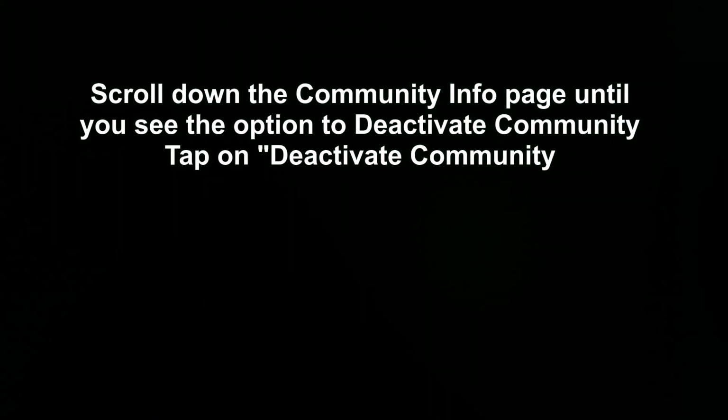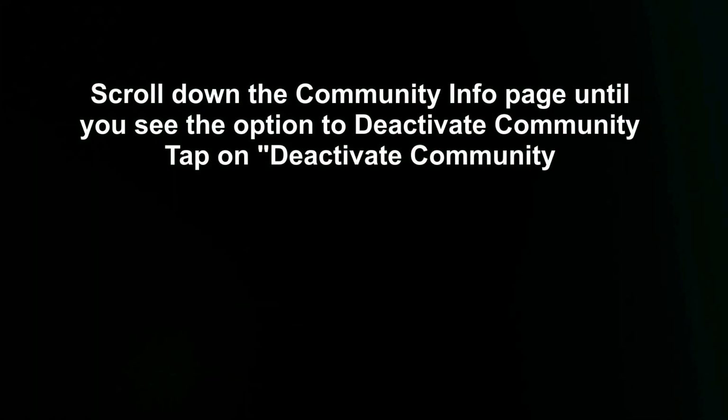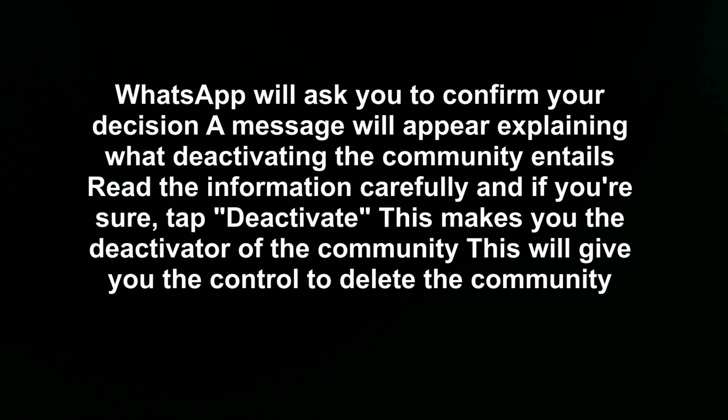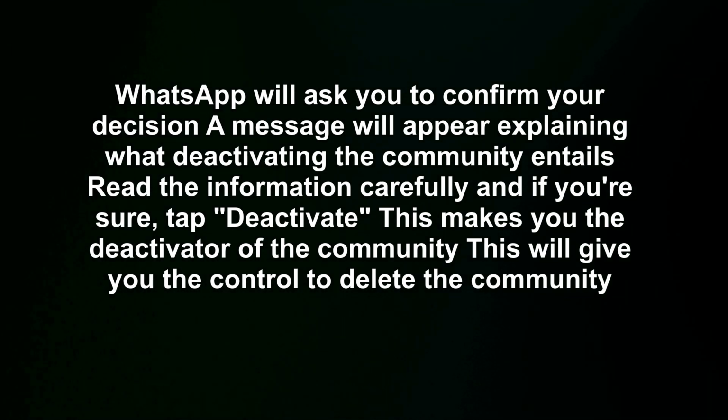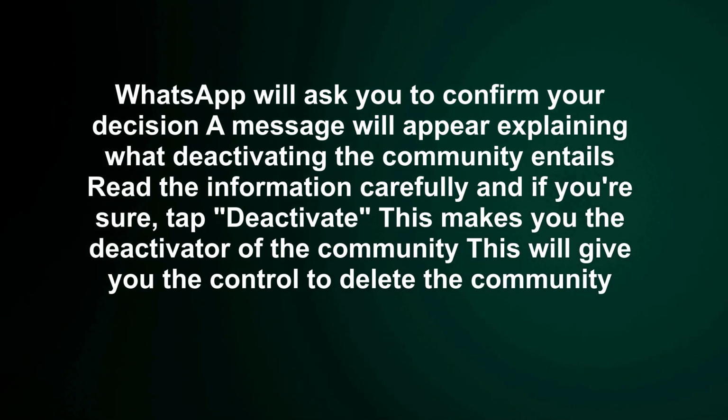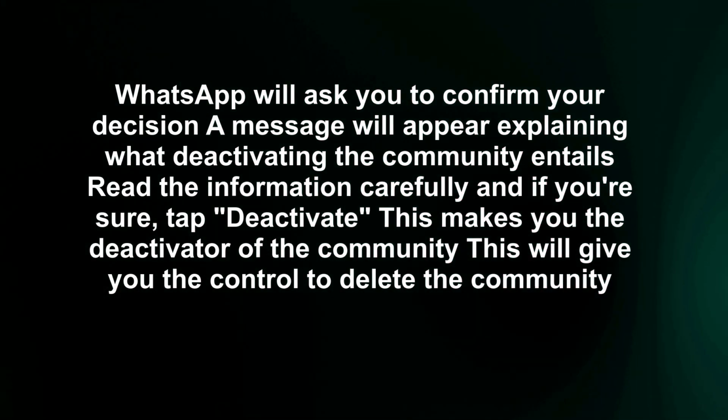Scroll down the community info page until you see the option to deactivate community. Tap on Deactivate Community. WhatsApp will ask you to confirm your decision. A message will appear explaining what deactivating the community entails. Read the information carefully, and if you're sure, tap Deactivate.